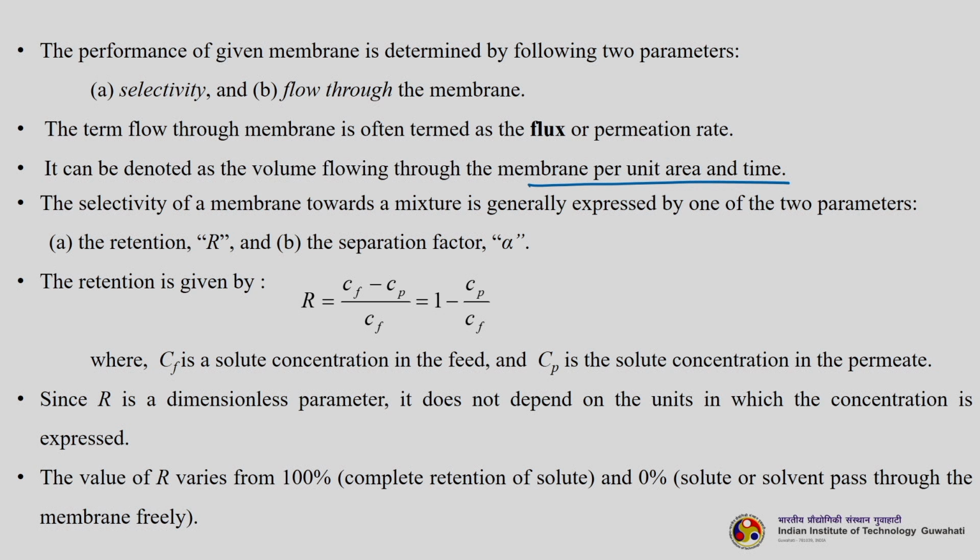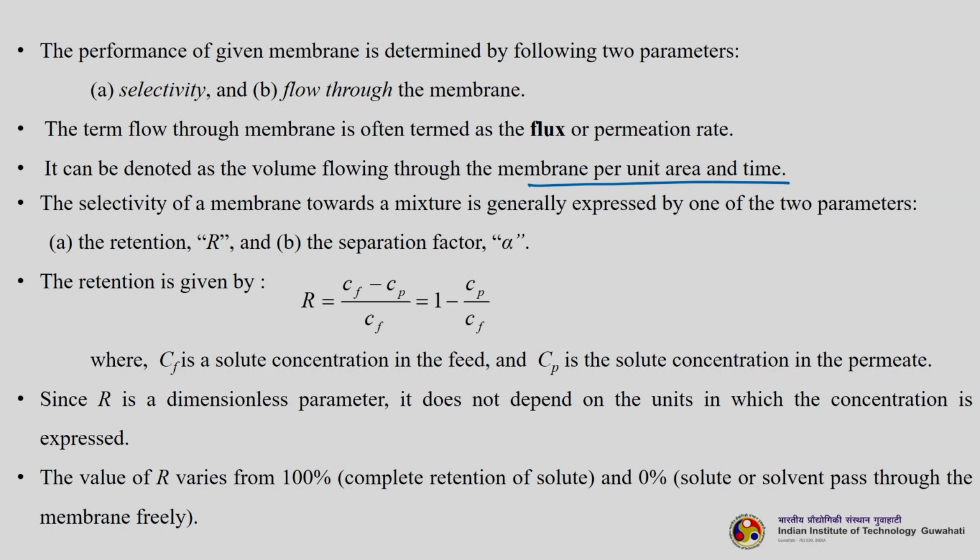Retention is much more important with respect to membranes. Retention or rejection can be defined as Cf minus Cp by Cf, or 1 minus Cp by Cf. Cf is the solute concentration in the feed, Cp is the solute concentration in the permeate. R is a dimensionless parameter, it does not depend on the units in which the concentration is expressed. The value of R varies from 100%, meaning complete retention of the solute, to 0%, where solute or solvent pass through the membrane freely, there is no retention.